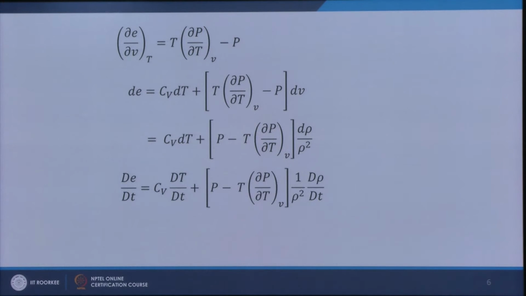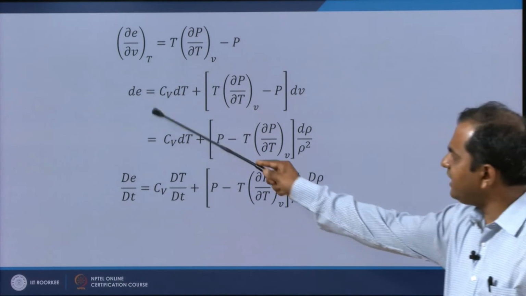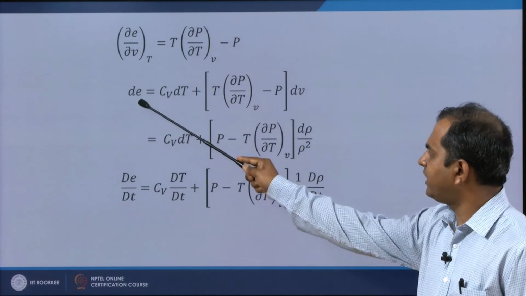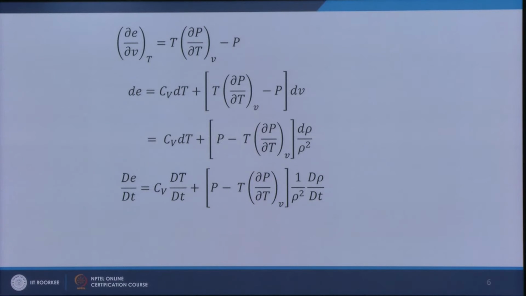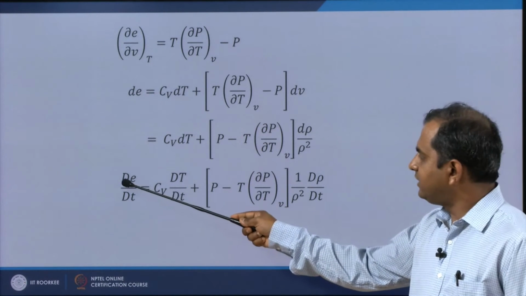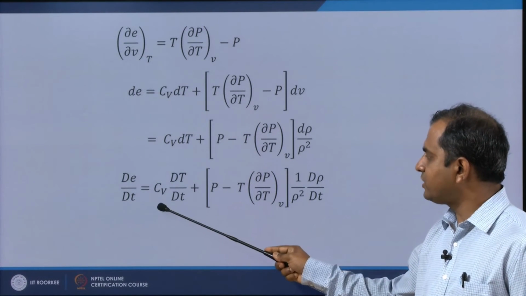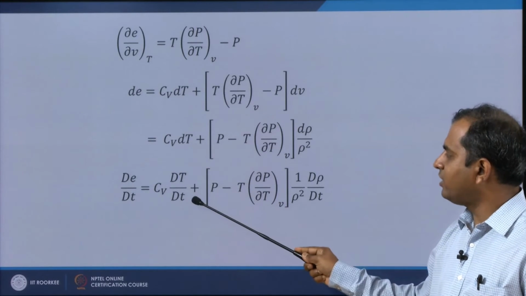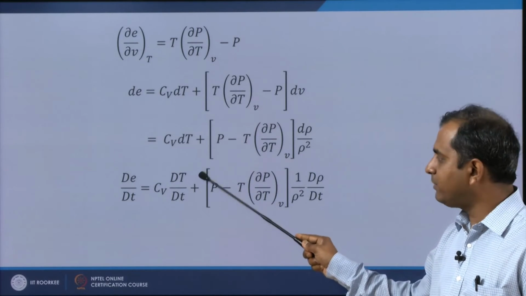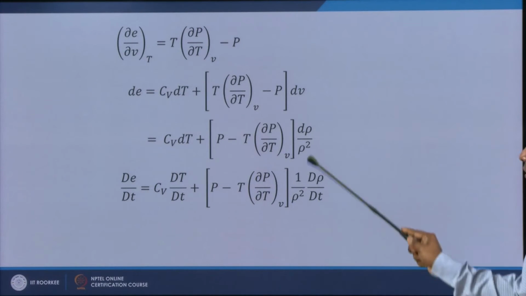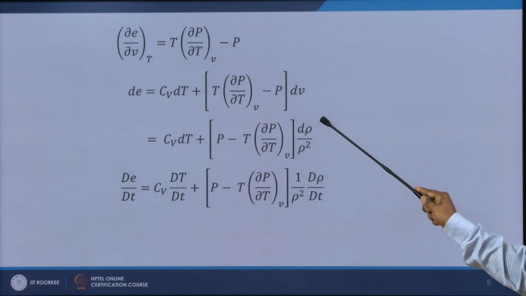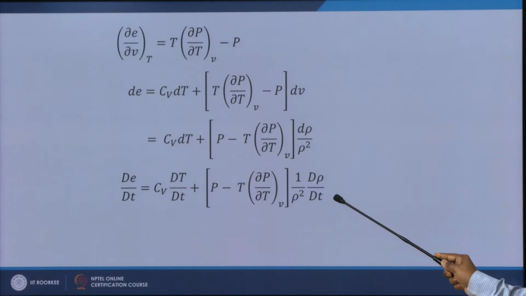If we do it further, for dE by dt, I have converted this small d to capital D just to match with the previous slide. So, D/Dt of E is actually CV into D/Dt of small t. Here small t is time, capital T is the temperature, plus this term remains as it is, 1 by rho square I have kept, and d rho by dt will be coming.